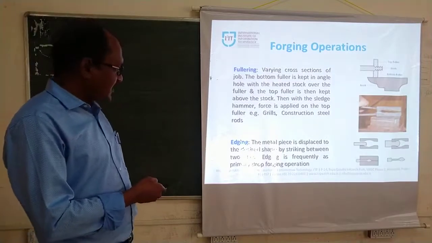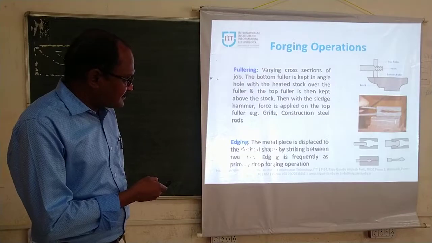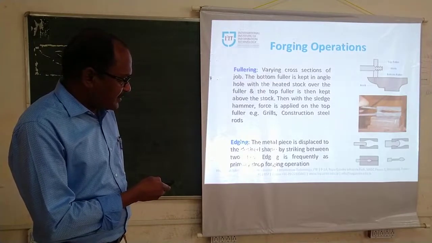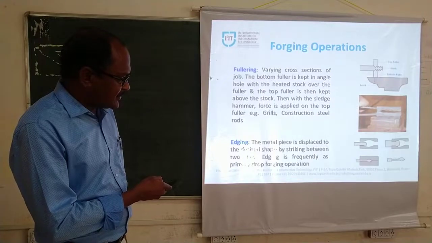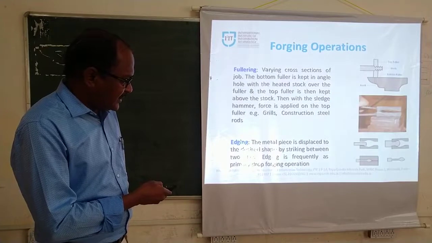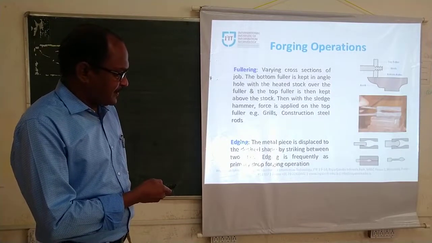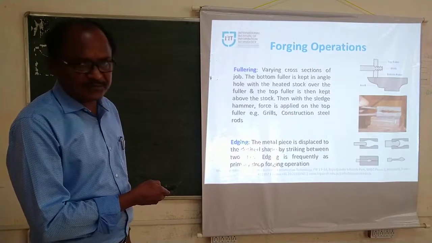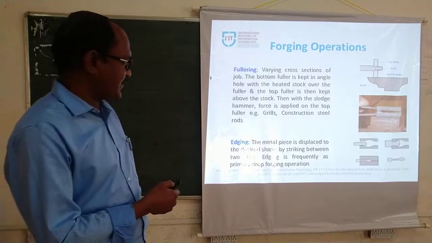Edging operation means what? If you observe this diagram, this is the flat rod. In this case the edge of the rod is converted into this particular shape. If you observe this third die, the shape is like this. Means at the end you are giving shape to the edge of the workpiece. So that is the edging operation.